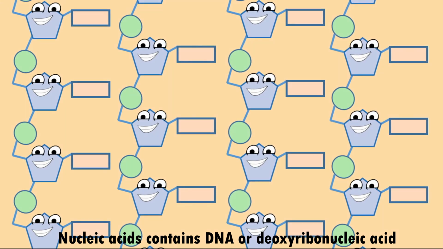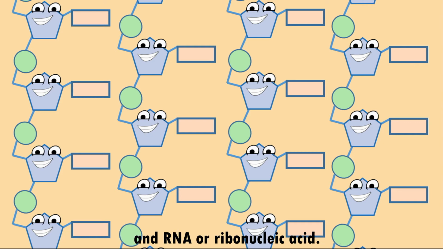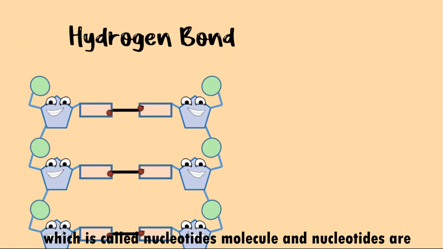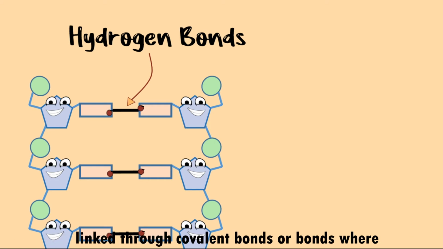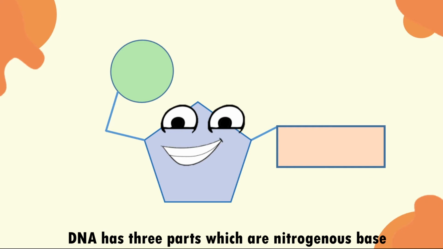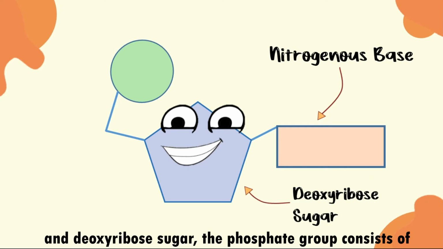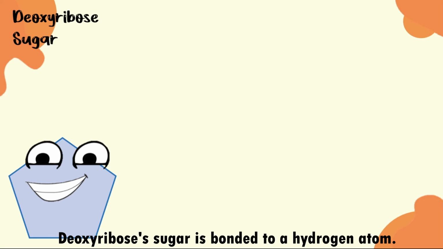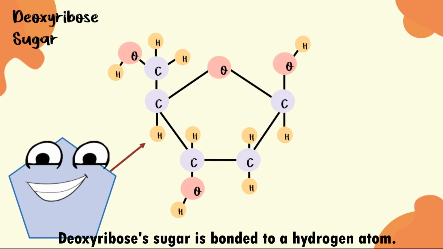Nucleic acids contain DNA, or deoxyribonucleic acid, and RNA, or ribonucleic acid. Nucleic acids are made out of smaller molecules called nucleotides, and nucleotides are linked through covalent bonds, or bonds where electrons are shared between atoms. DNA has three parts, which are a nitrogenous base, a deoxyribose sugar, and a phosphate group. The phosphate group consists of phosphate bonded to oxygen atoms. Deoxyribose sugar is bonded to a hydrogen atom.